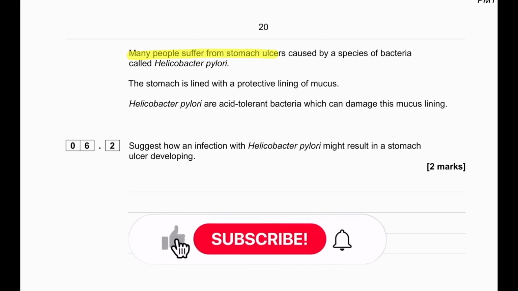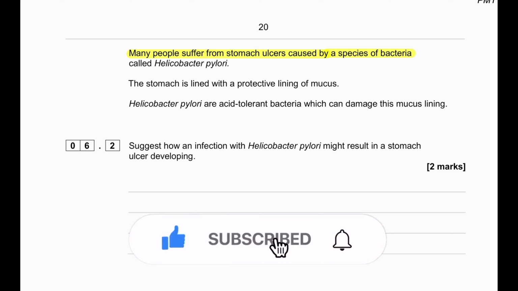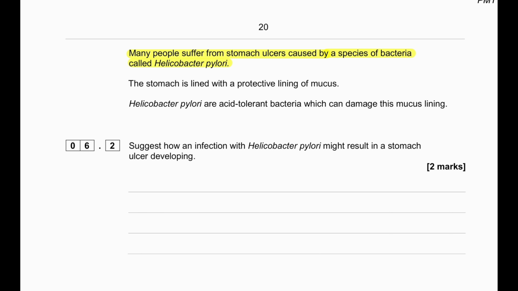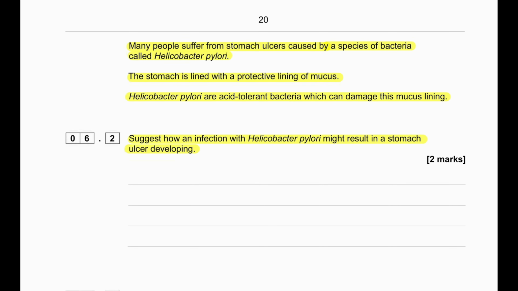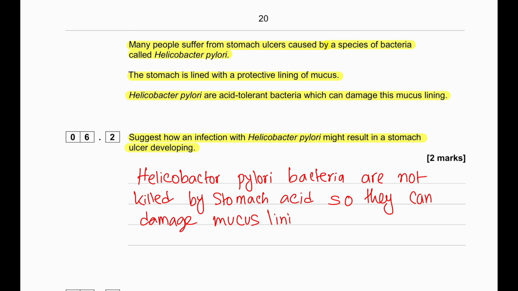Many people suffer from stomach ulcers caused by a species of bacteria called Helicobacter pylori. The stomach is lined with a protective lining of mucus. Helicobacter pylori are acid-tolerant bacteria which can damage this mucus lining. Suggest how an infection with Helicobacter pylori might result in a stomach ulcer developing. First of all, the bacteria are not killed by the stomach acid, so they can damage the mucus lining. Once the bacteria damage the mucus lining, the stomach acid, hydrochloric acid, can damage the stomach tissues, which can then lead to an ulcer.